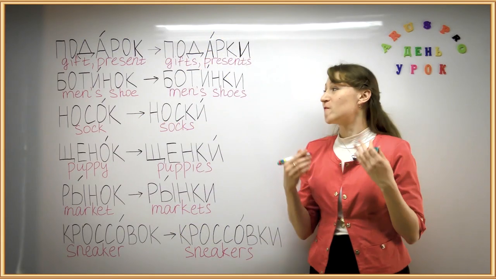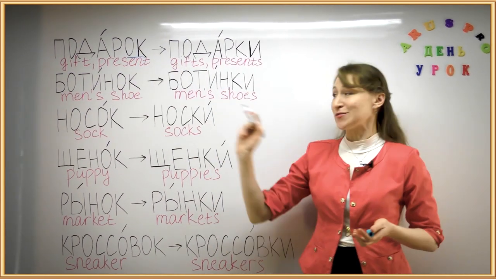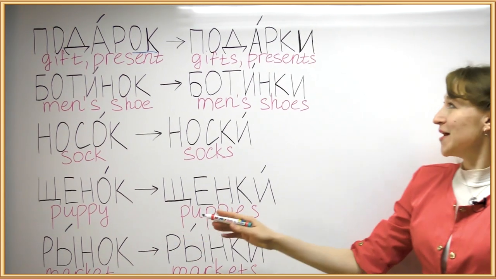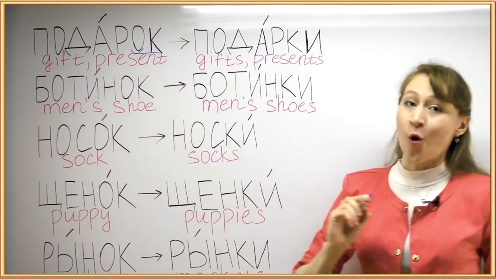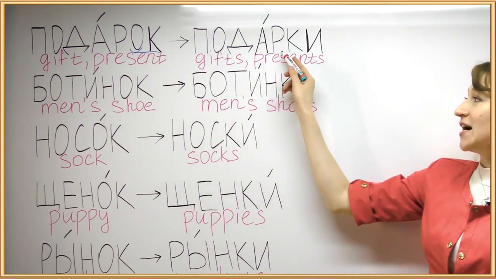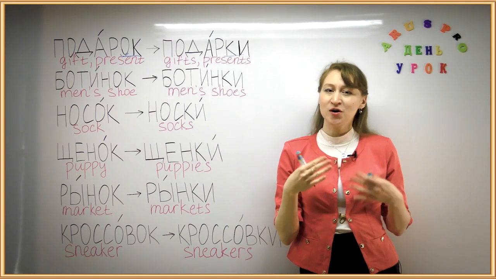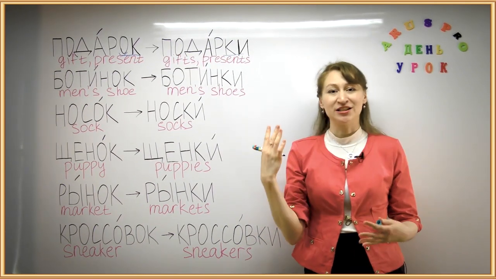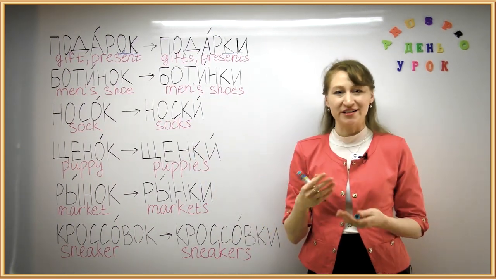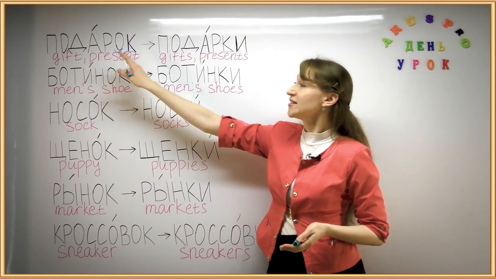There is quite a large group of masculine nouns that end in these two letters, O, K, so the OK nouns. What do they do in plural? What happens to them? They lose this O. So, подарок, you already know this word, подарок becomes подарки. This O is called a fleeing vowel. Some people call it a fleeting vowel. So I'm not quite sure what is correct, but I think a fleeing vowel is more correct. So if I'm wrong, please correct me in the comment section. So подарок, подарки.